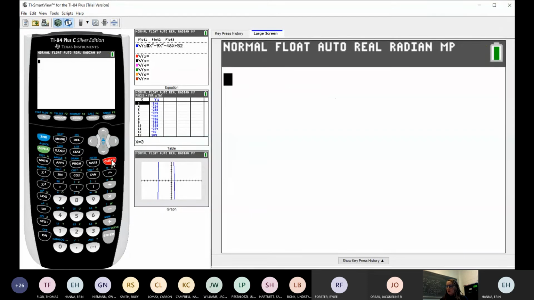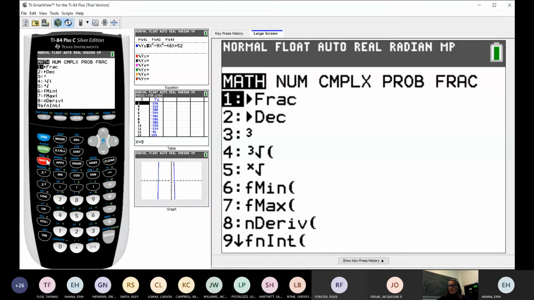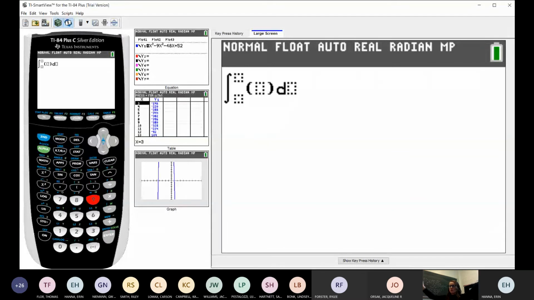So, math. Clear your screen. If you didn't get the right one, clear the screen. Let's do it from scratch. So math, 9. I really hate doing this on a screen. Usually I can just walk over to you and see what went wrong. I didn't actually calculate that yet, Kayla, so I don't know.